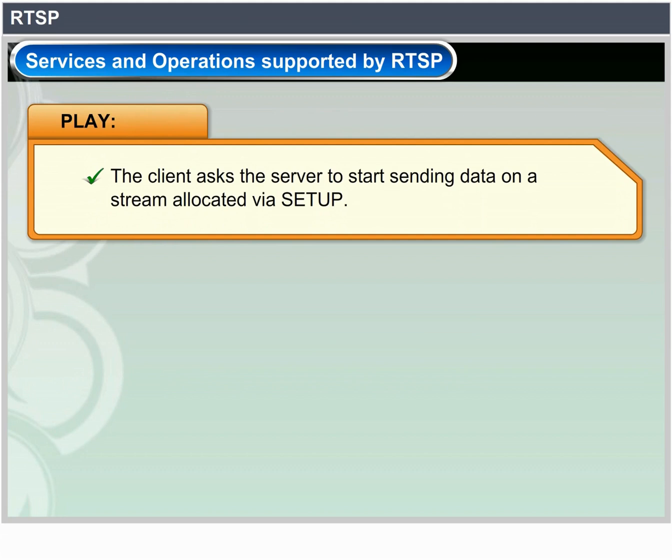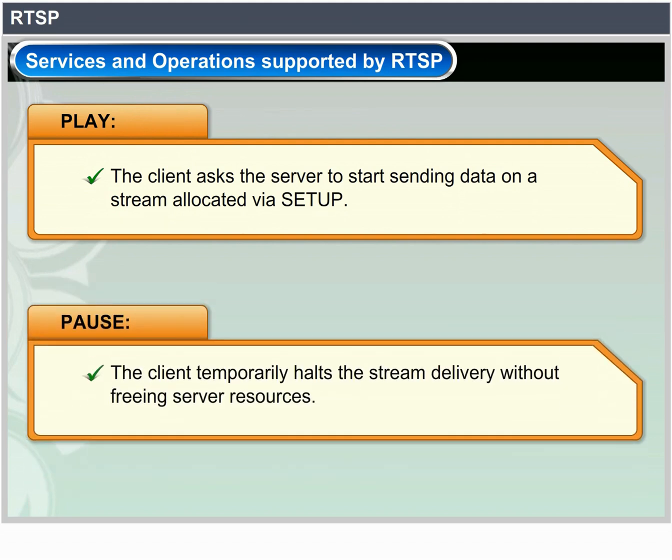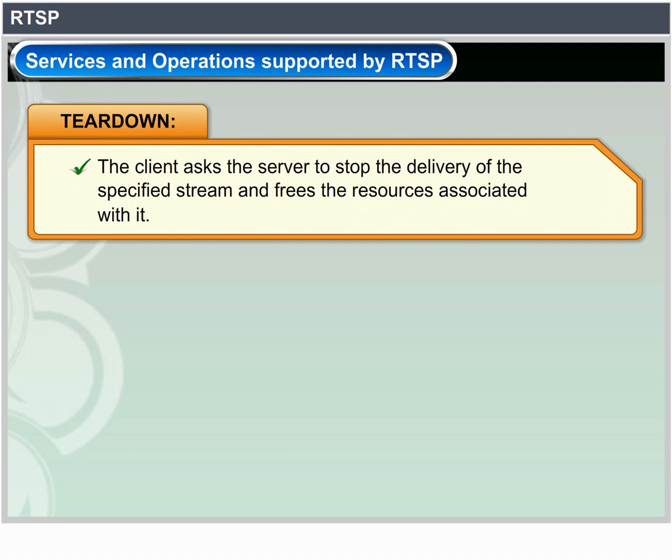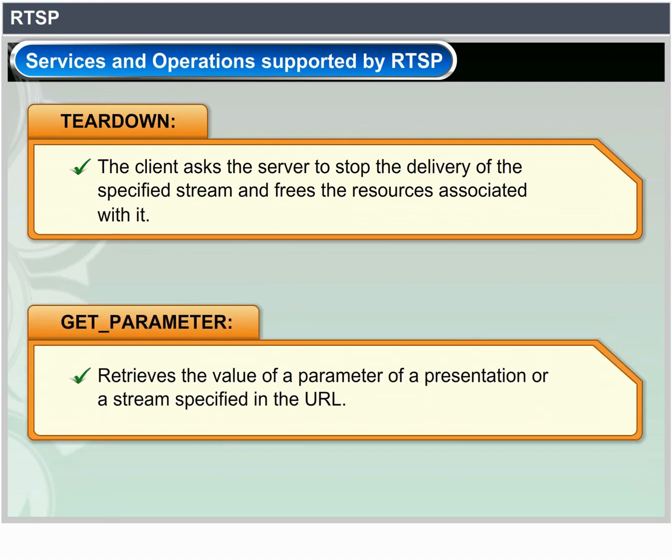Play: the client asks the server to start sending data on a stream allocated via setup. Pause: the client temporarily halts the stream delivery without freeing server resources. Teardown: the client asks the server to stop the delivery of the specified stream and free the resources associated with it. Get parameter: retrieves the value of a parameter of a presentation or a stream specified in the URL.